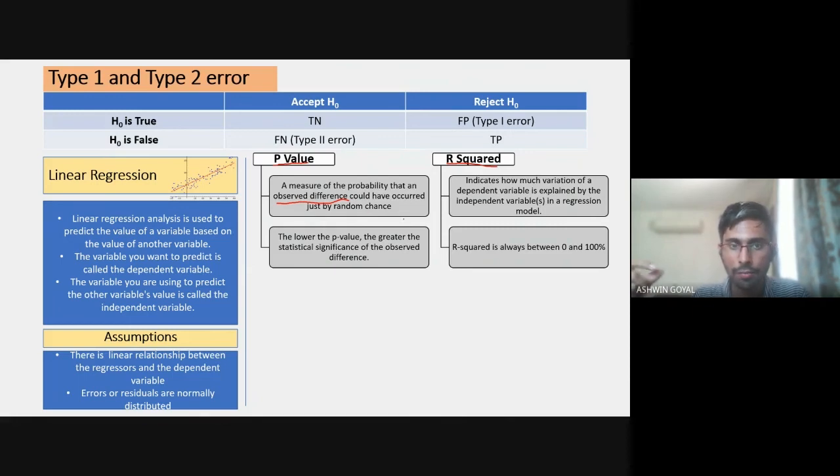And if this probability is low, it means that this difference did not occur by random chance, right? It did not occur randomly. There was some meaning associated with it, some significance associated with it. And that is exactly what's written in the second part. The lower the p-value, the greater the statistical significance of the observed difference, right? The observed difference is statistically significant. There's some significance of the observed distribution. So that is p-value. What is r squared?